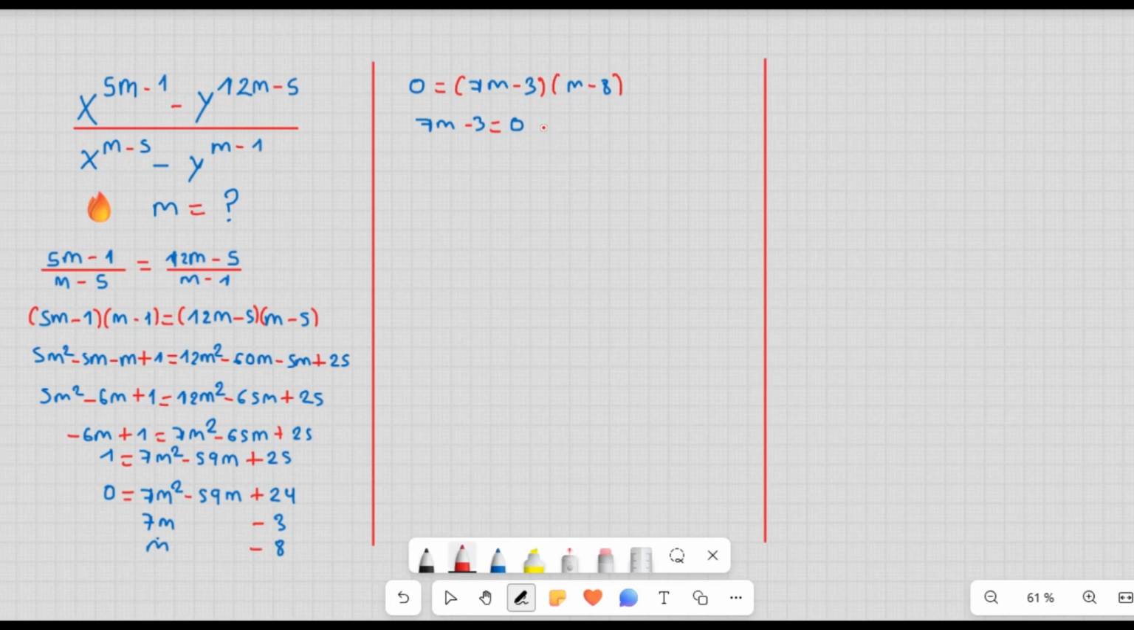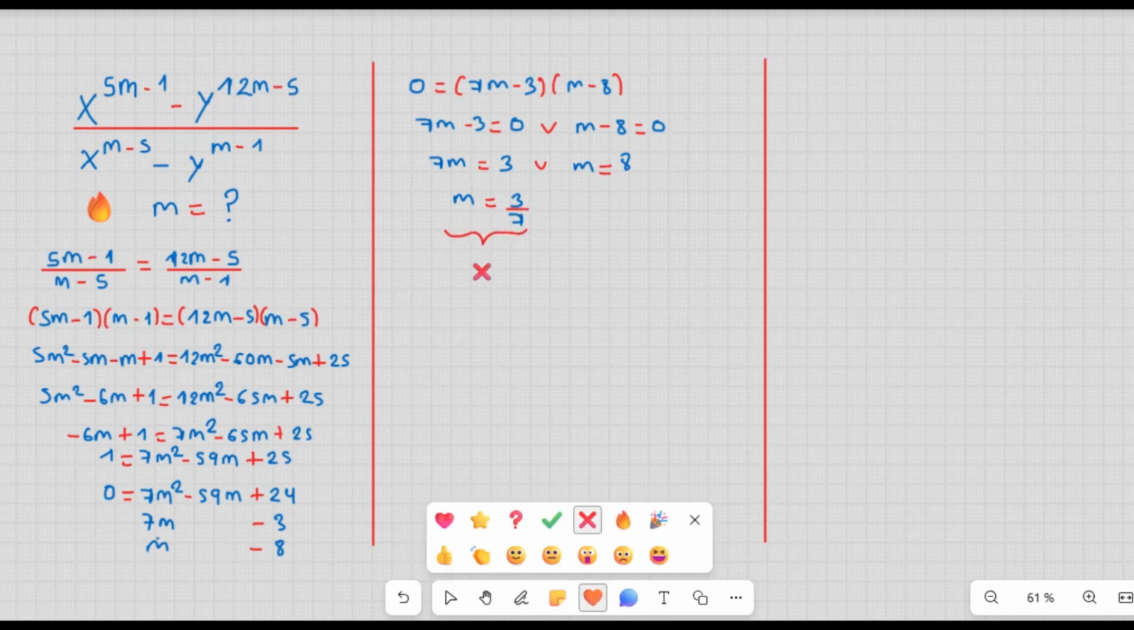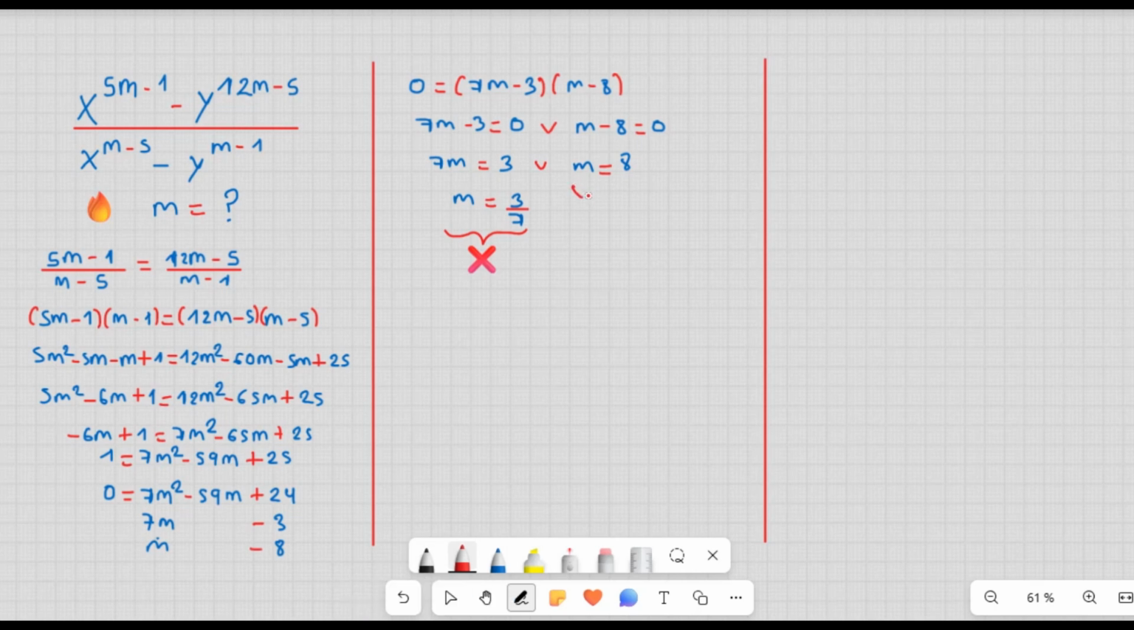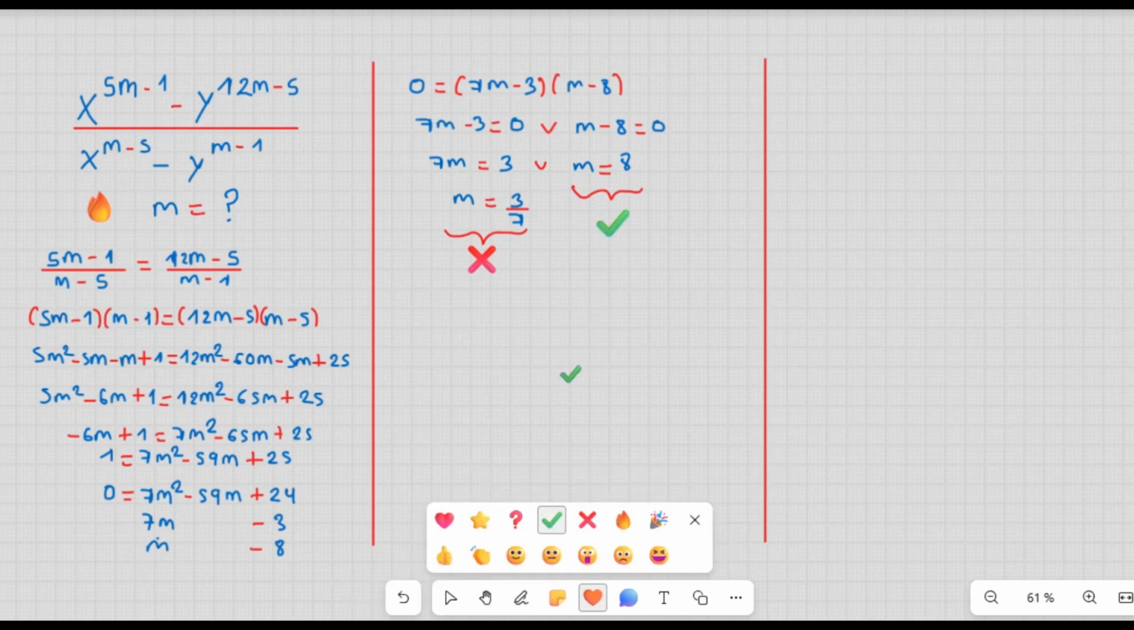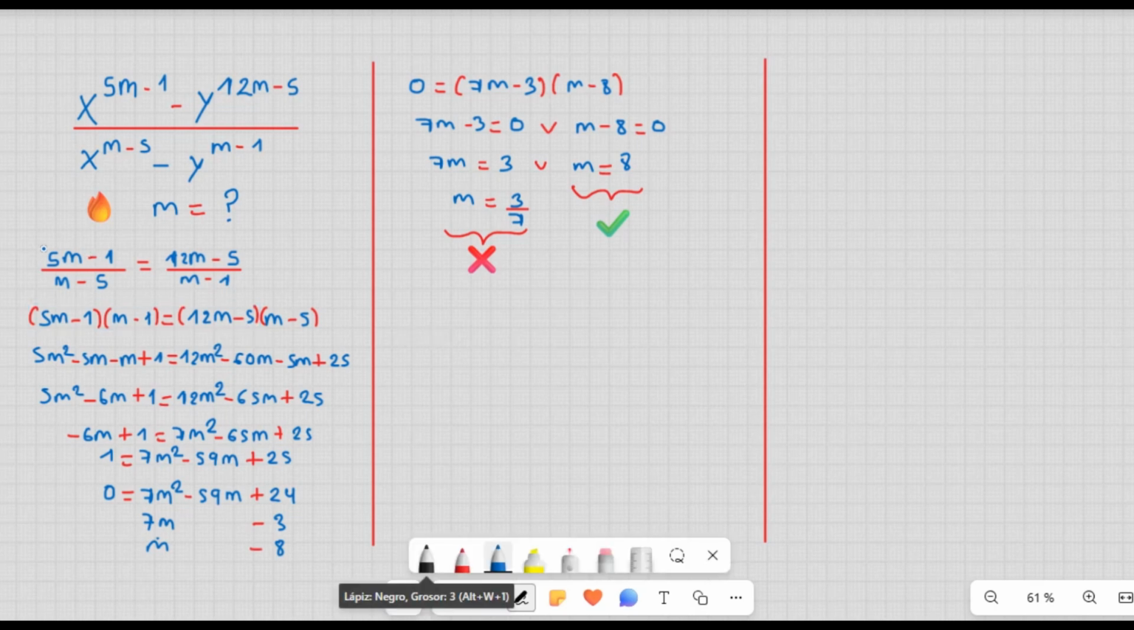Since the final product is 0, we apply the basic rule of setting each individual factor to 0. By solving, we discover two possible answers, where m can be 3/7 or the whole number 8. We discard the fraction because notable quotients require integer exponents, and we validate 8 as our correct answer.